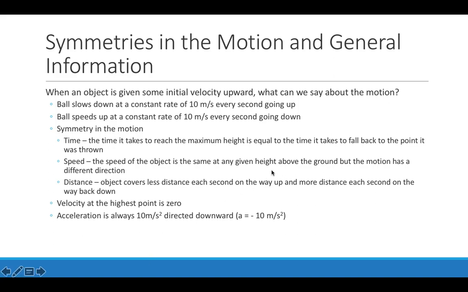We talked about that. The distance covered each second on the way up: the object covers less distance each second on the way up, so it's slowing down, and it covers more distance each second on the way back down. Velocity at the highest point is 0. We talked about that. And the acceleration, no matter whether the object is thrown up or coming back down, is always negative 10 meters per second squared. So it's always going to be that value.